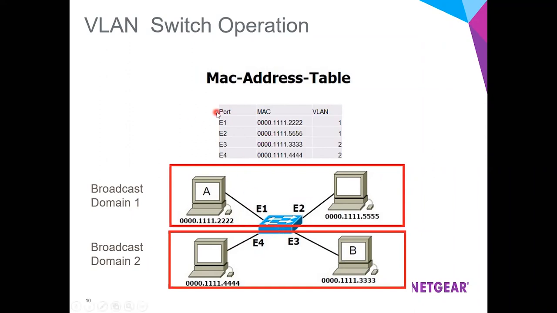So whenever you want to check if the VLAN works properly, you have to understand what the MAC address is and in which VLAN it is located, so you can understand if there is going to be any restriction here.